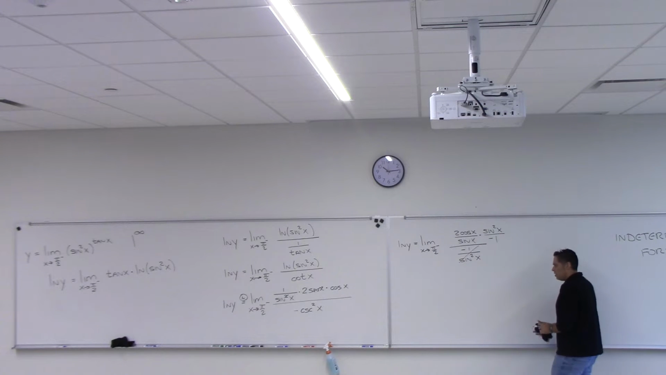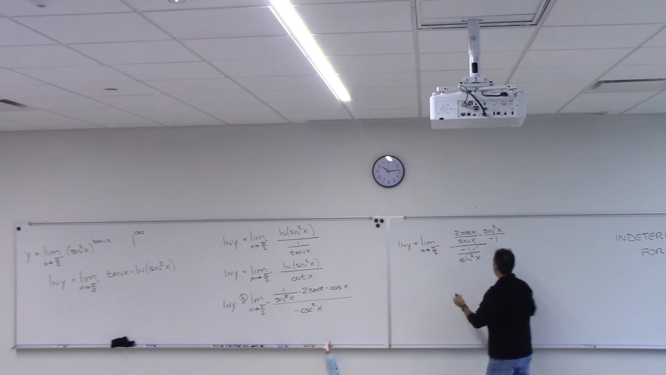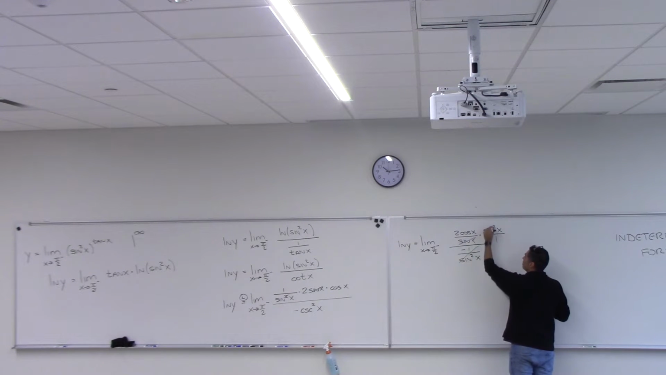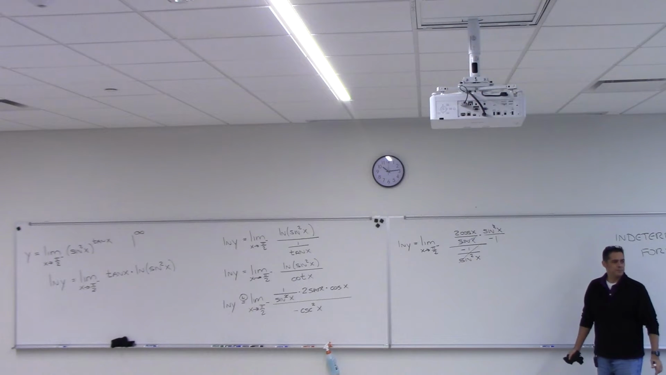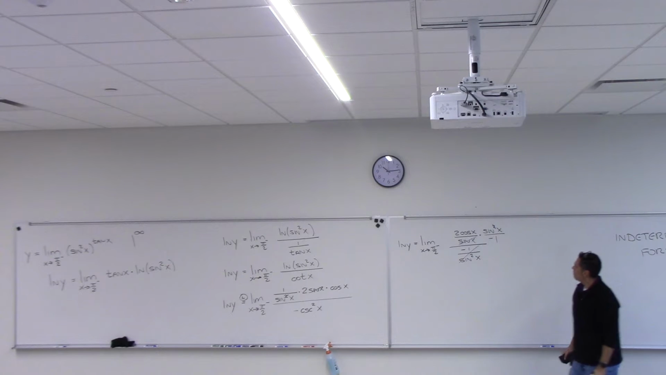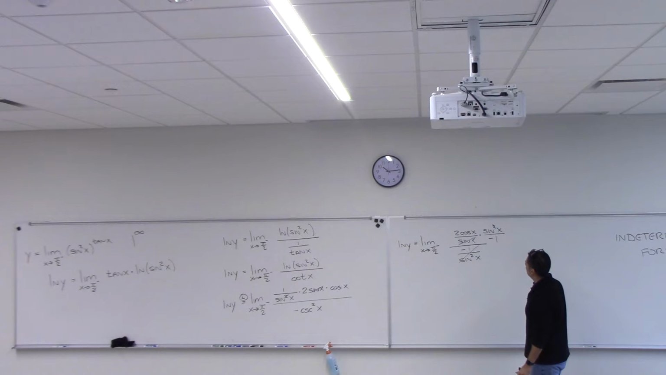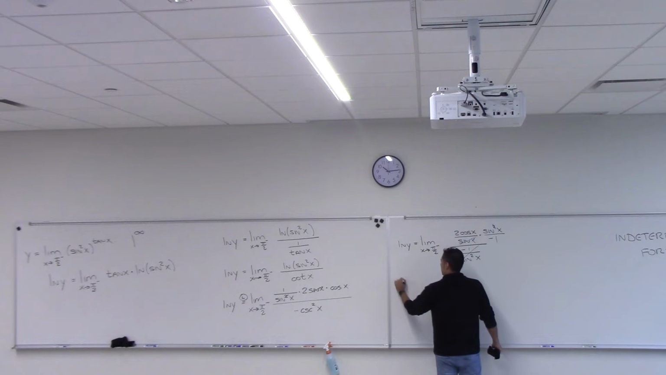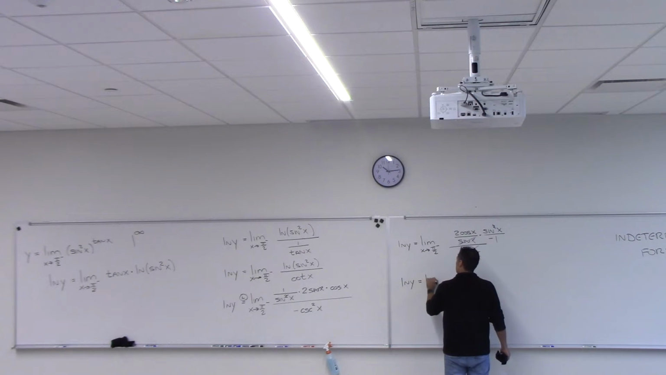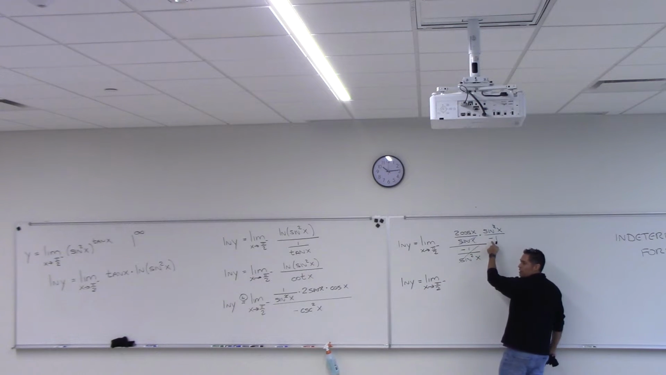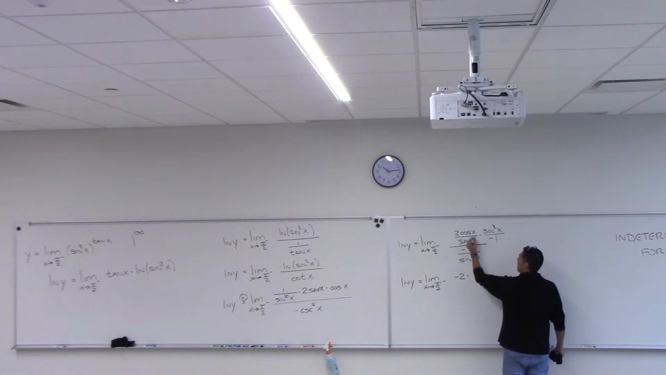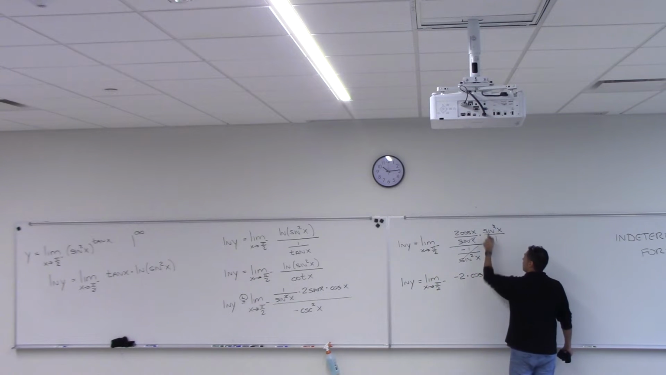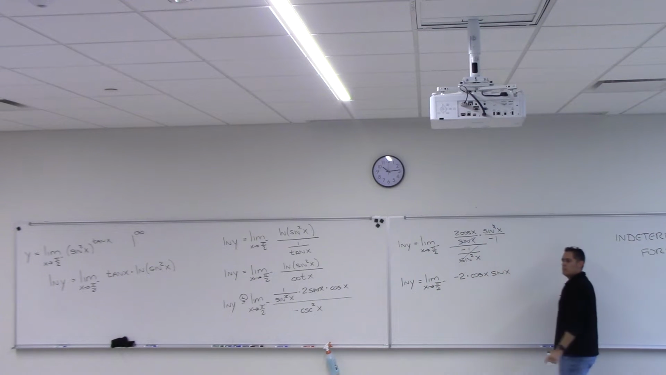Things are looking pretty good here. Like things are starting to cancel. Let's see. One of these sines. Got that, right? Still good? So what am I left with? Natural log y equals limit as x goes to pi over 2 from the left. I have a 2 and a negative 1 here, right? So I'm going to just put that out front. Negative 2 times, I have a cosine x, and I have a sine x. That's all I have, right?